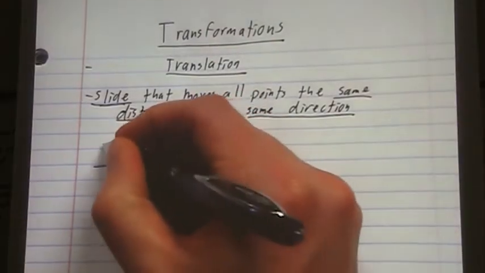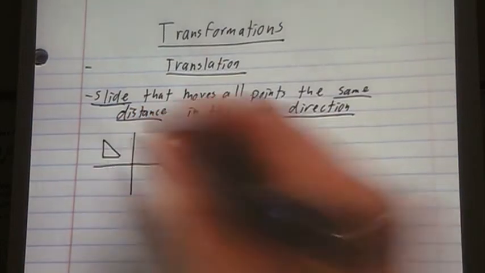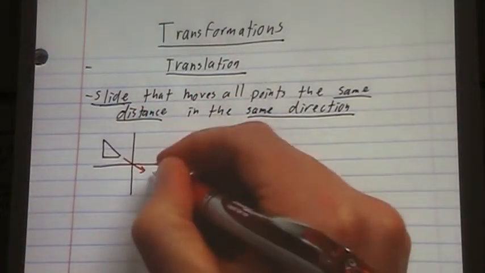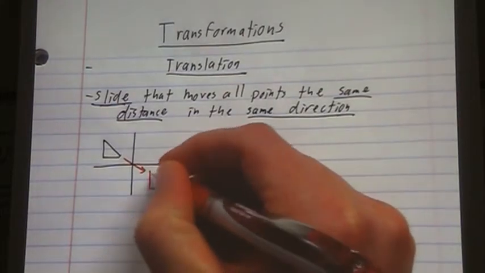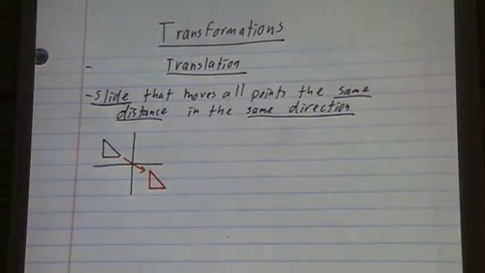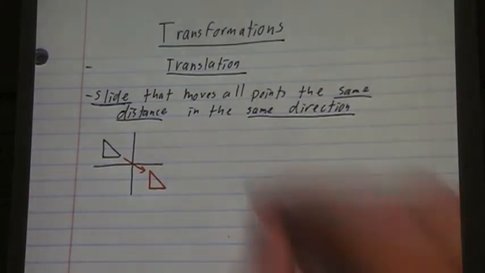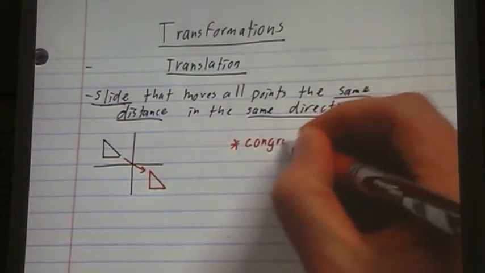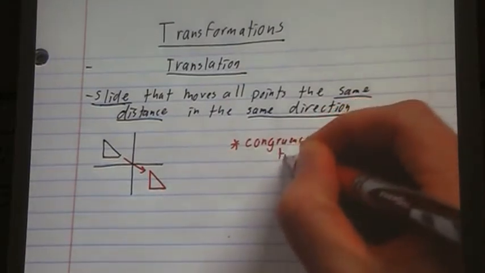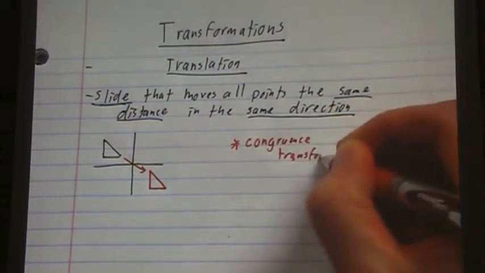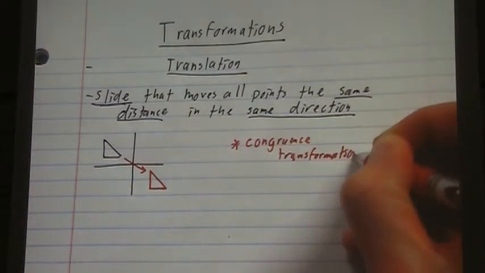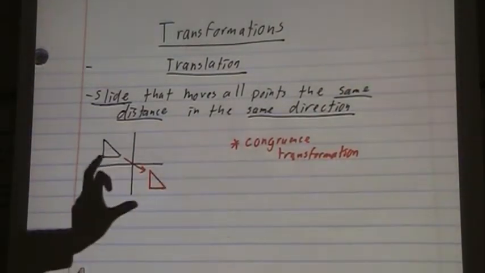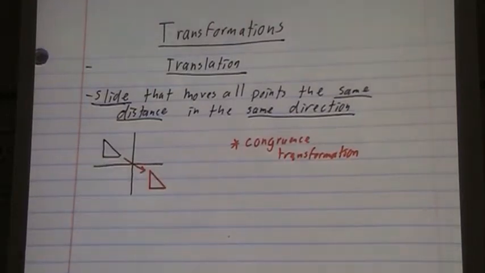So if I had a triangle here, and I was to translate it down to here, it would have the same exact size, angles, everything. It's just in a new location. We call that a congruence transformation. A congruence transformation is when the shapes are equal, it's just moved to a different spot.